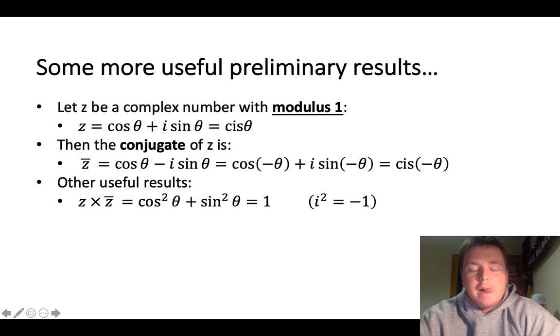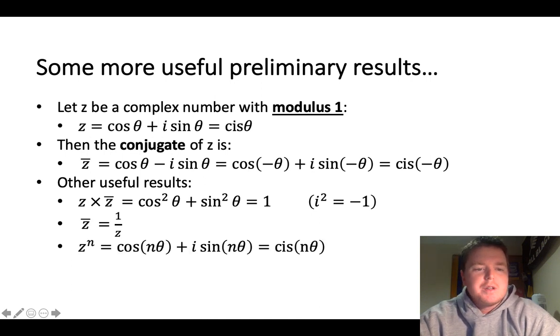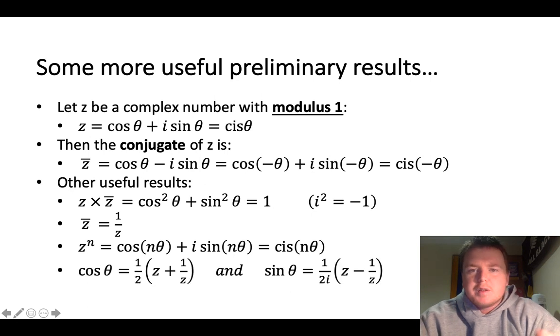Other useful results is if we take those complex numbers and multiply them together. If the modulus is 1, then we get the complex number times its conjugate equals 1, meaning that the conjugate's just the reciprocal. And then if we power a complex number using de Moivre's theorem, then there's a shortcut to it, and that's just cis n theta. And then lastly, the thing that's most important about this question is if we take the complex number and add its conjugate and then divide by 2, we get cosine. And if we take the complex number minus its conjugate, dividing by 2i, we get sine theta.